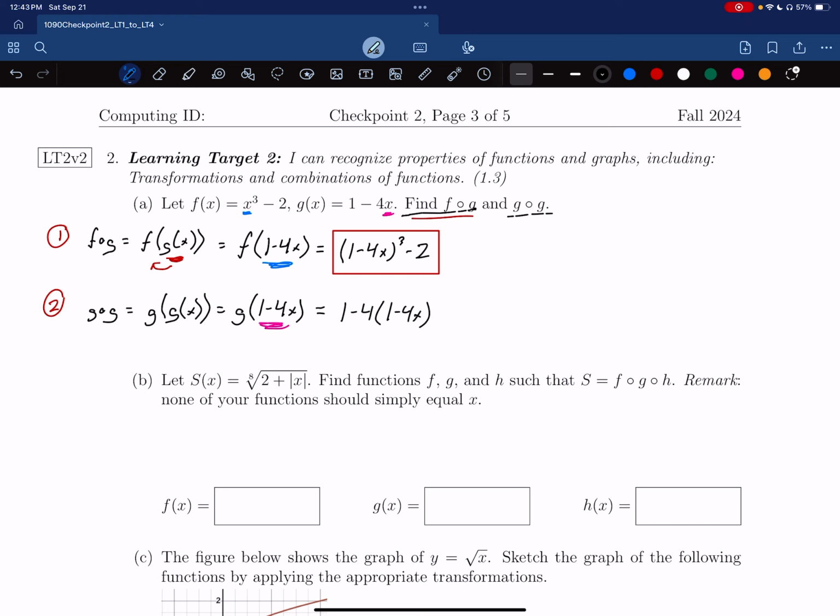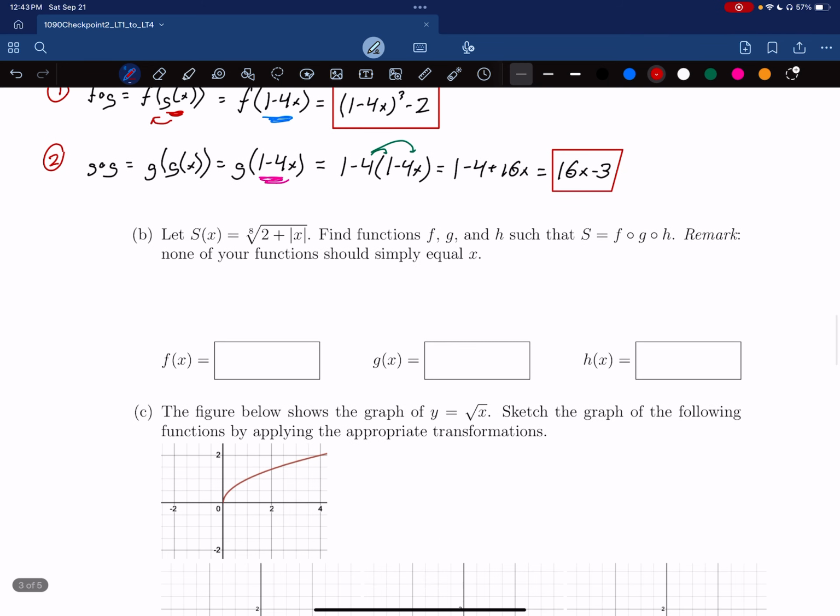And then this one, it'd be good to simplify a little bit more since the math is pretty straightforward. So we'll have 1 minus 4 plus 16x, and that just comes from distributing out this 4. And then cleaning this up even a little bit more, we have 16x minus 3, and that is our answer for part A.